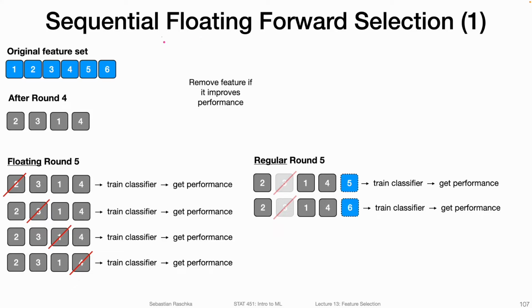All right, let's now see what this floating is all about. So the floating in sequential floating forward selection is an optional step, which would be removing a feature if it improves the performance of the classifier on that given subset when the feature is removed. So this is an optional step, and we carry it out at each round.